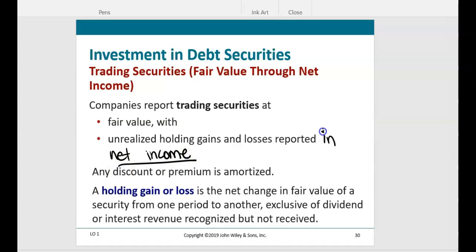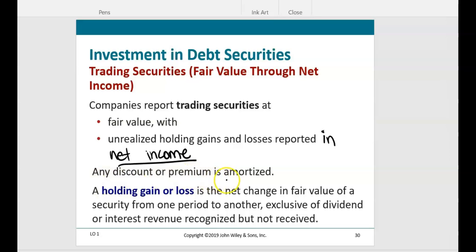Why? How does this differ from available for sale? Available for sale, we may end up holding all the way till maturity. But these trading securities we have purchased with a specific intent to capture gains and to sell these anytime in the near future, typically between about the next 3 months or perhaps the next year. But we're actively trading them, so we want to let investors know those unrealized holding gains and losses and not surprise them on the date that we're actually selling these investments.